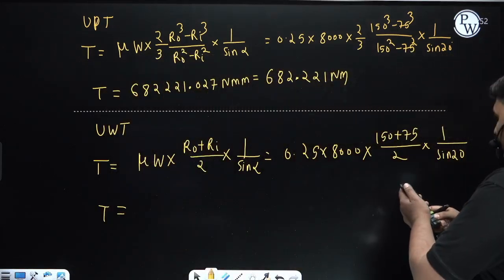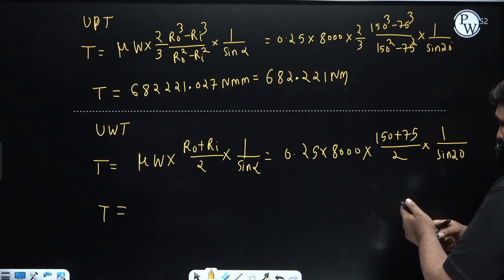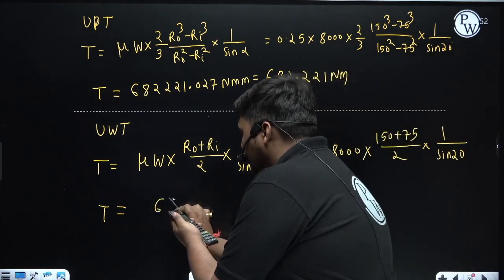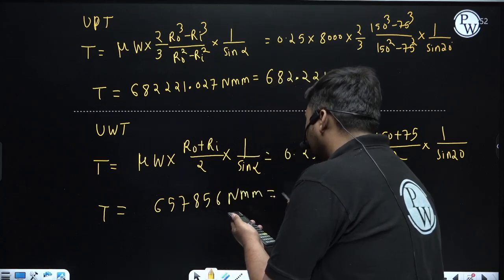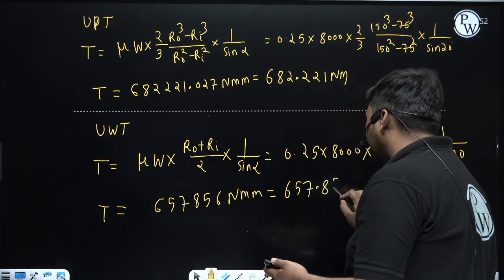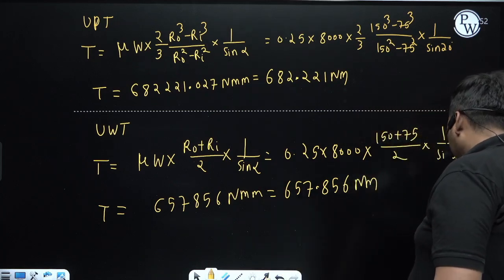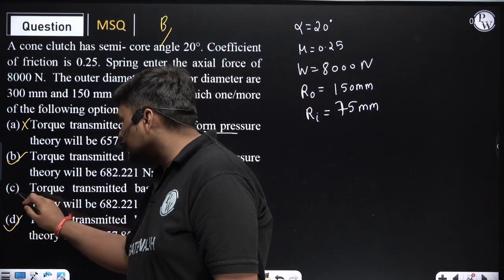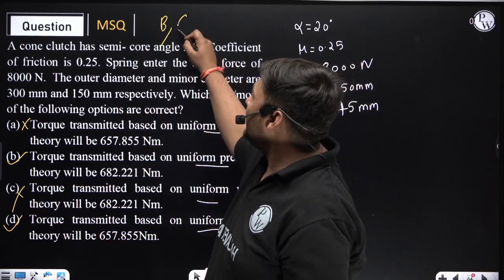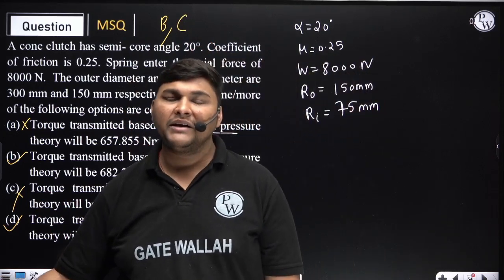How much is it coming? It is coming 657.856 newton mm. If we convert this into newton meter, it will be 657.856 newton meter. So torque transmitted by uniform wear theory is 657.856 newton meter. Which option is correct? Option D is correct, C is incorrect. So here option B and option D are correct. Okay, so we have completed the cone clutch.